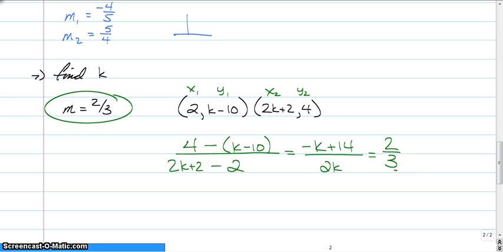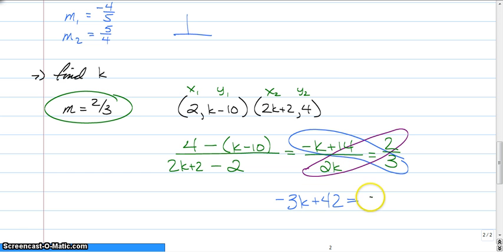Now all we have to do is solve for k. How do you do that? Good old-fashioned cross multiplying. So we cross multiply 3 with the negative k plus 14. That's going to give us a negative 3k plus 42. And we're going to set that equal to, we're going to cross multiply with our other, 2k times 2 is 4k, not 4x. And then all you have to do is solve. So we add the 3k to the other side. We're going to get 42 is equal to 7k, which means k is equal to 6.